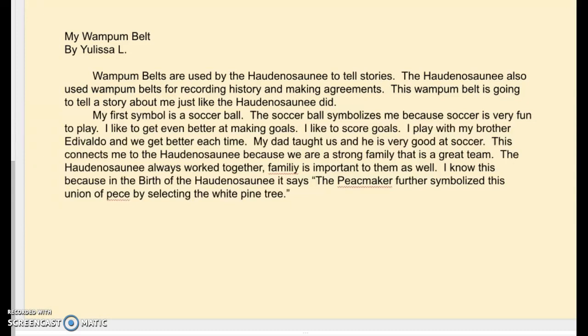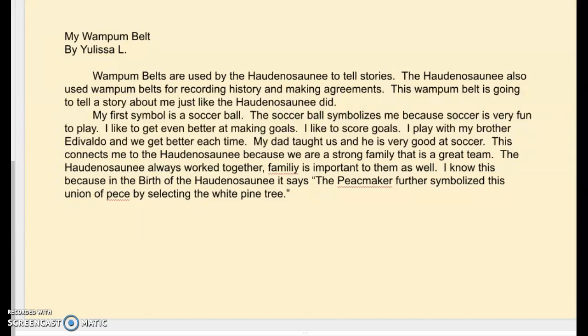Wampum belts are used by the Haudenosaunee to tell stories. The Haudenosaunee also used wampum belts for recording history and making agreements. This wampum belt is going to tell a story about me, just like the Haudenosaunee did. My first symbol is a soccer ball. The soccer ball symbolizes me because soccer is very fun to play. I like to get even better at making goals. I like to score goals. I play with my brother, Edvaldo, and we get better each time. My dad taught us, and he's very good at soccer.